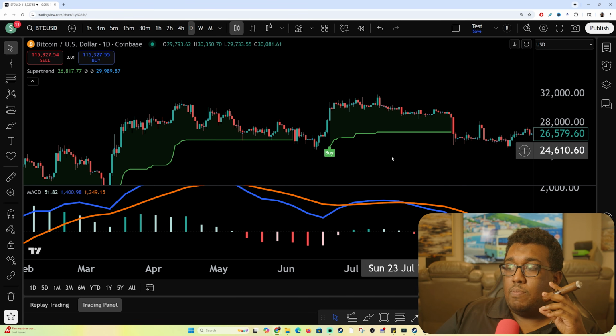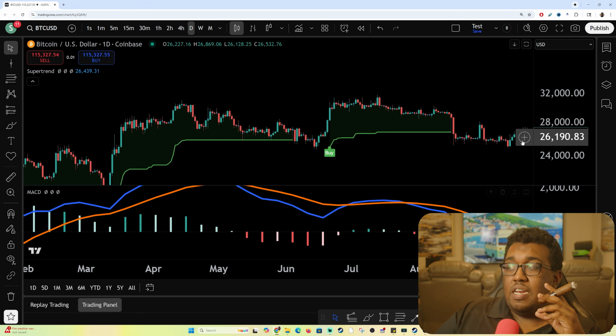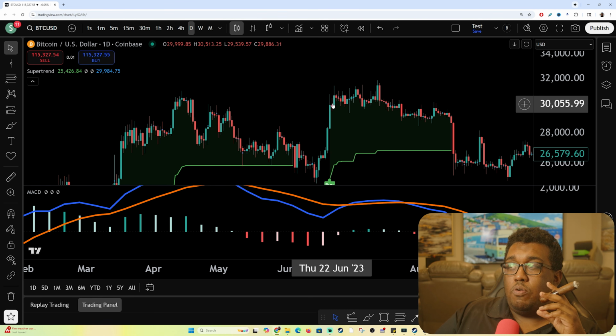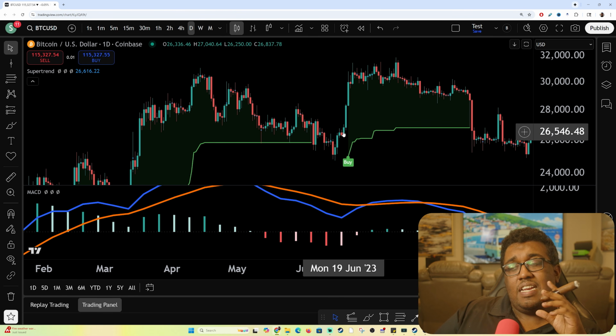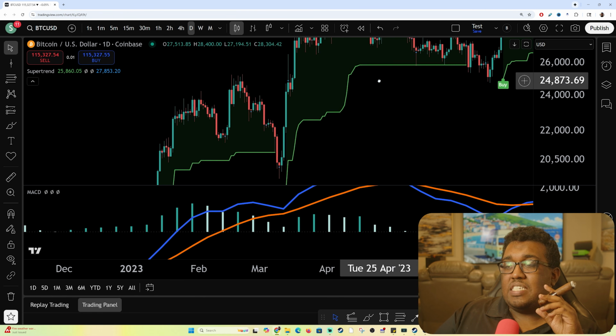Go back over here a little bit more. A red MACD, so you're not necessarily taking this trade. It only went up for maybe 2 more days before kind of stalling out. So again, it kind of saved you from not having to deal with that type of trade.